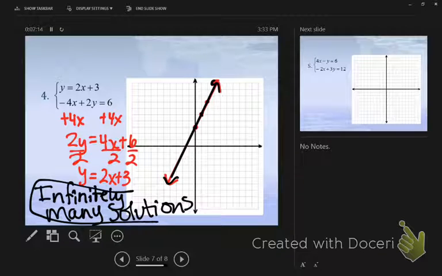There's no single point. There are infinitely many points that we could pull out that would work for those equations.